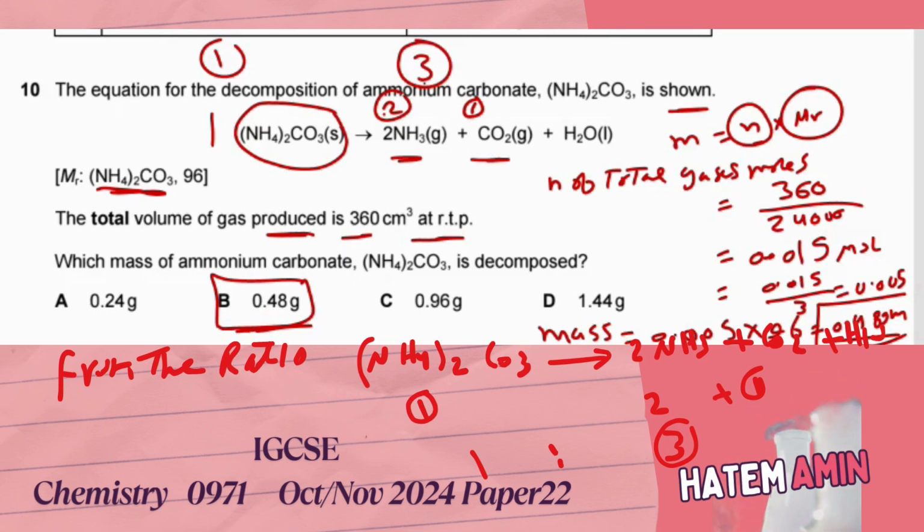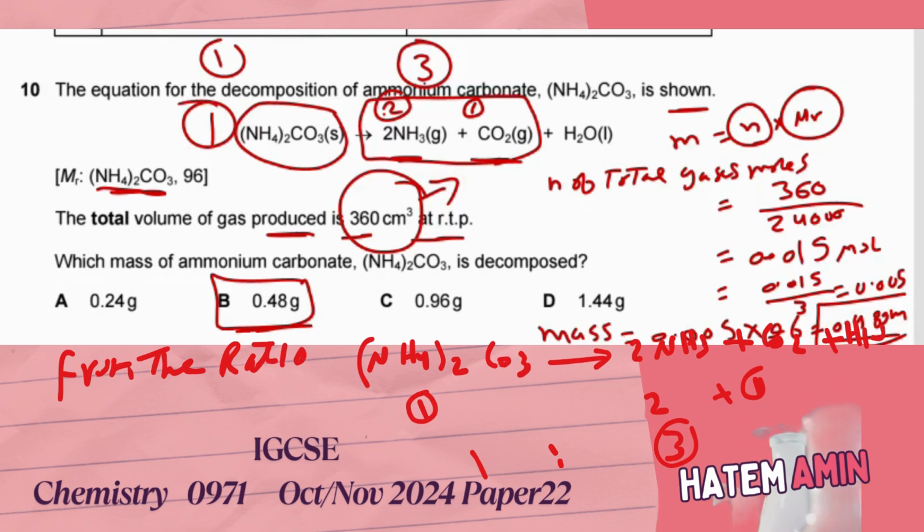So here in this question, it depends on how many moles of gases are collected. According to the volume of gas, we can find the total number of moles for all of the gases. From the stoichiometric equation and the ratio between reactant and product, we can deduce that 1 mole of ammonium carbonate is related to 3 moles of the total gases.